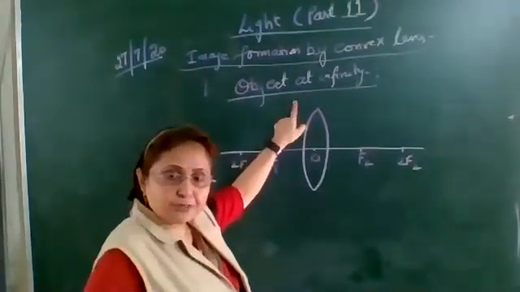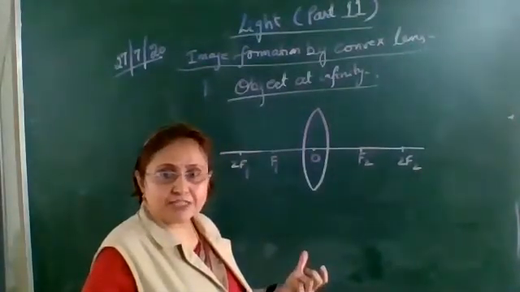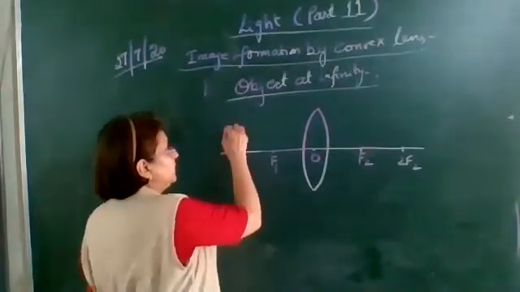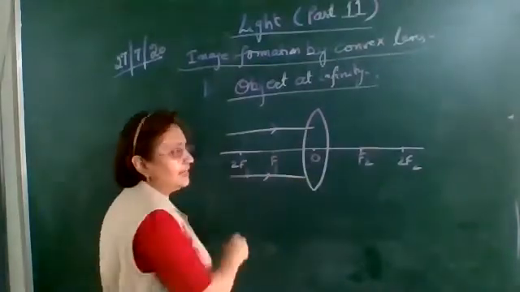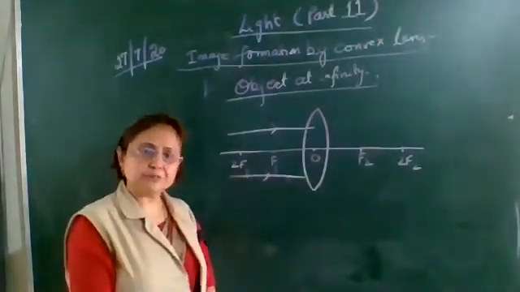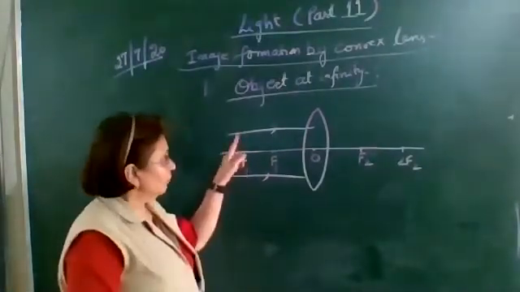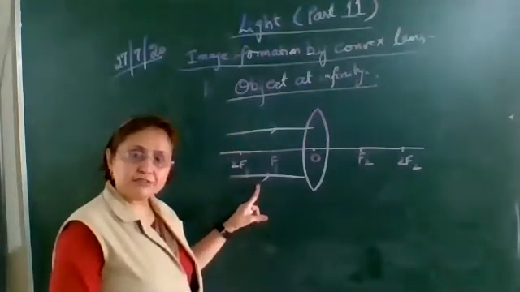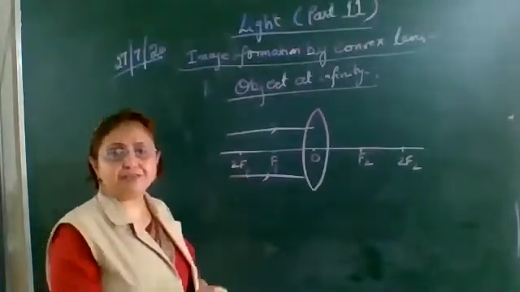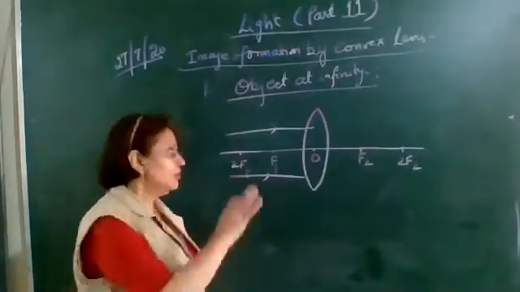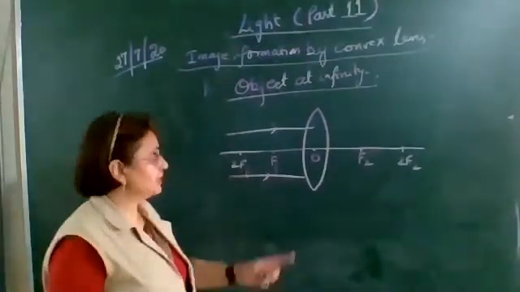Now let's start. The first position is object at infinity. Like you can consider it to be the sun. The sun is at infinity. The rays which are coming are parallel to each other. Let us consider that these rays are also parallel to the principal axis. So here we have taken two incident rays, both parallel to the principal axis and parallel to each other. Why? Because the object is very, very far away, that is at infinity. So whenever the object is at infinity, the rays will be parallel to each other.